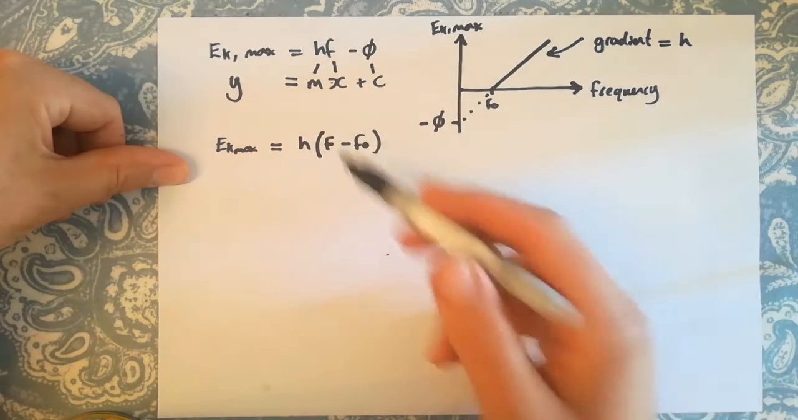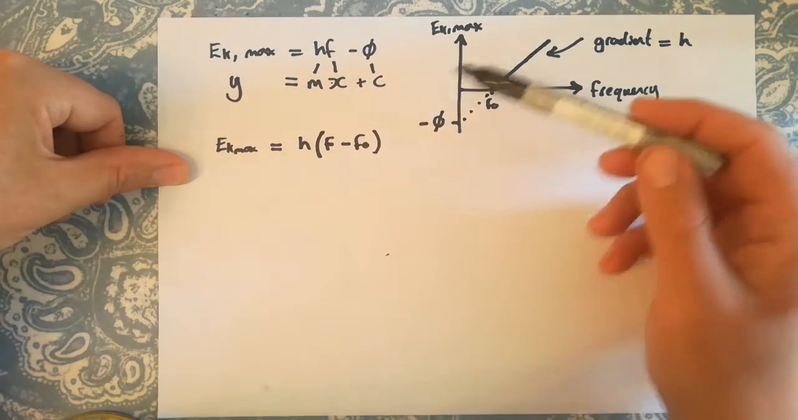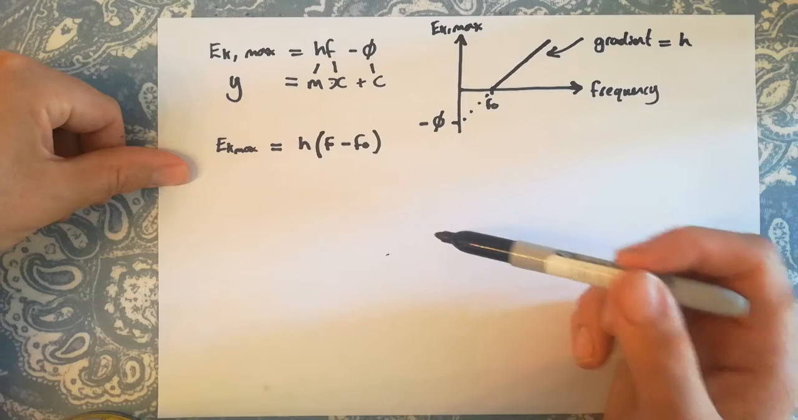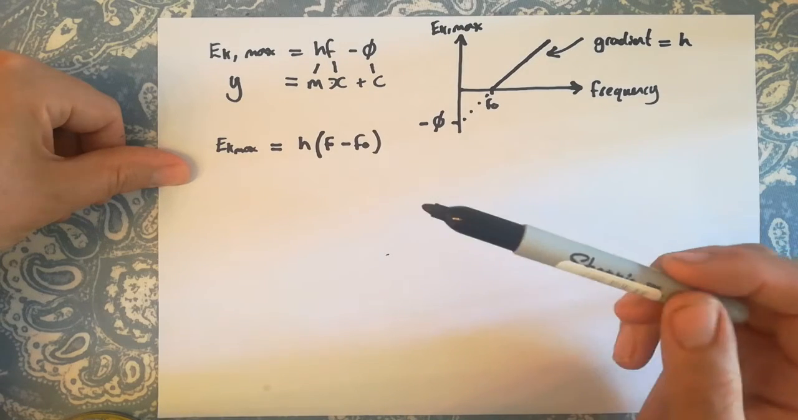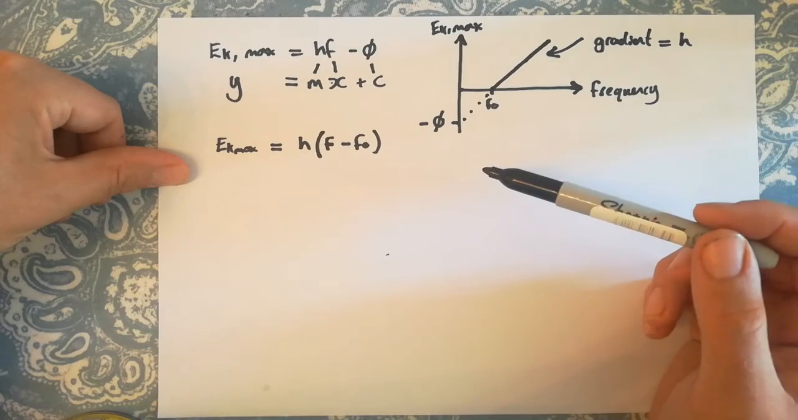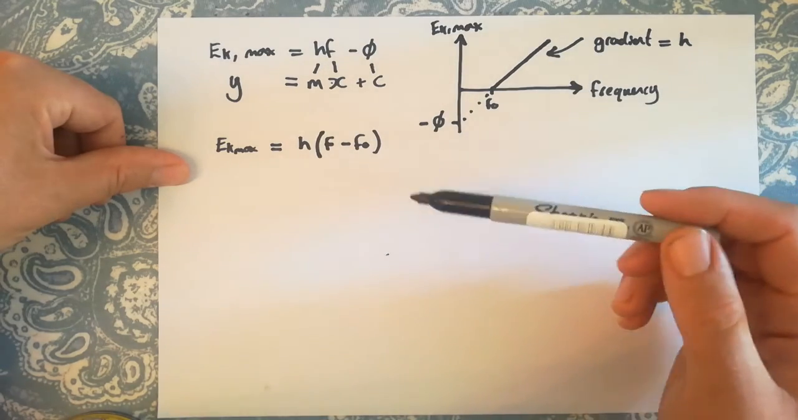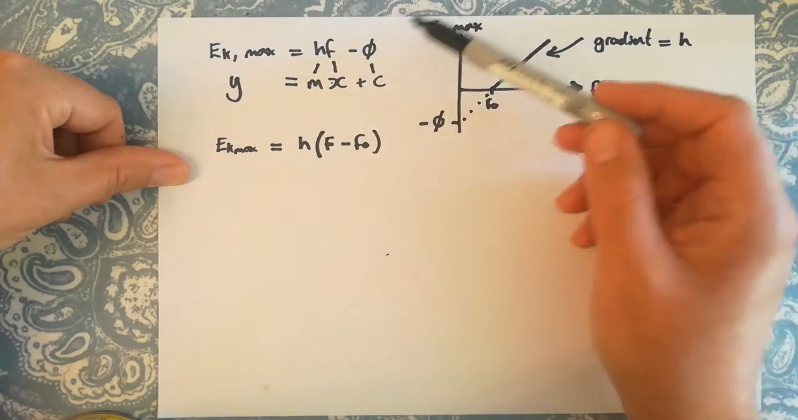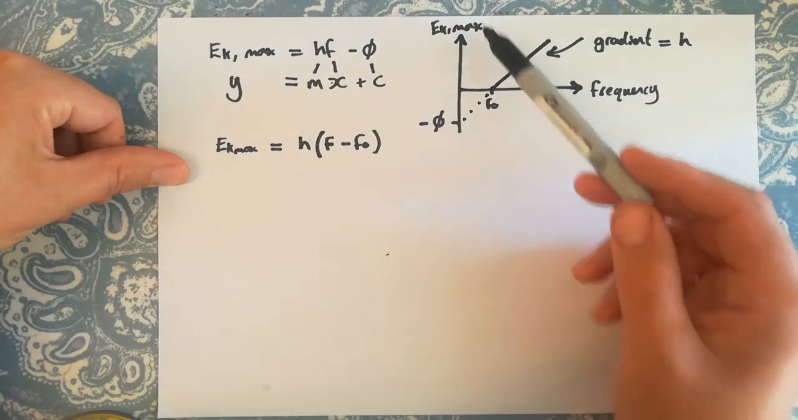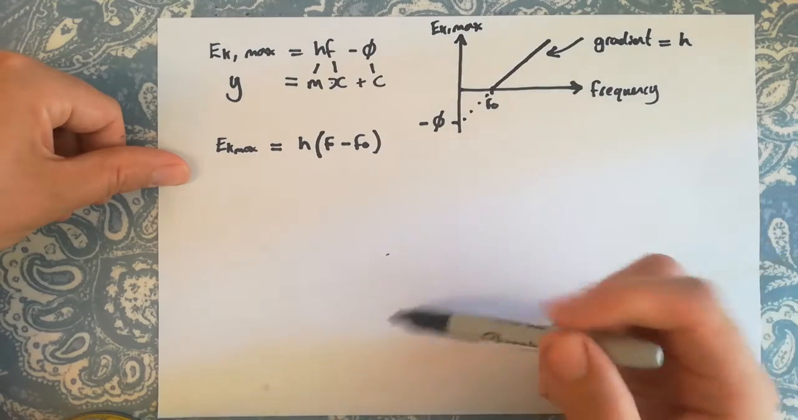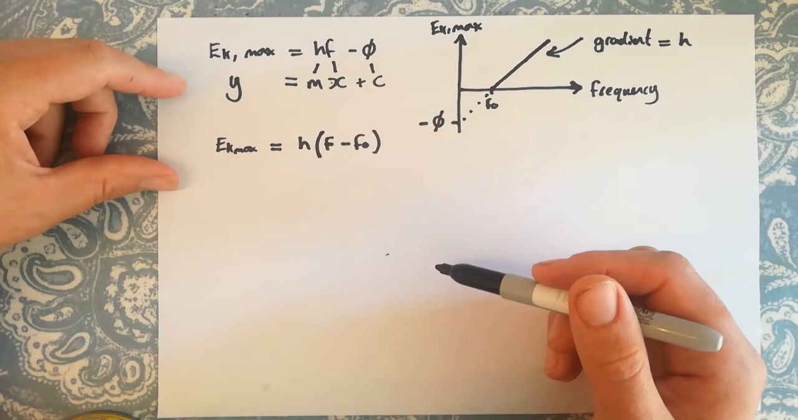So that's really one of the main parts of the photoelectric effect topic: using the photon model we can explain in detail the dependence of the kinetic energy of the fastest emitted electron on the frequency of the light that we're shining onto the metal.